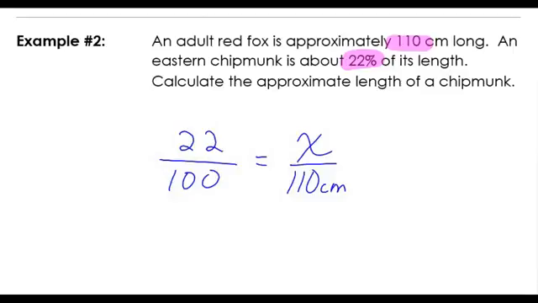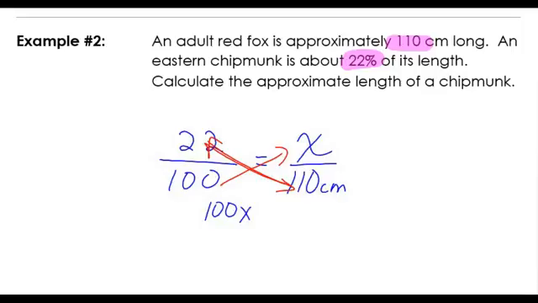So let's solve this. This is not a case where I can see this really easily as equivalent fractions. That's going to be a little trickier because there's no number that I can multiply 100 by to give me 110. So I'm going to use the cross multiplication approach. So 100 times x will give me 100x. And then 22 times 110, that may be one that you want to pull your calculator up for.